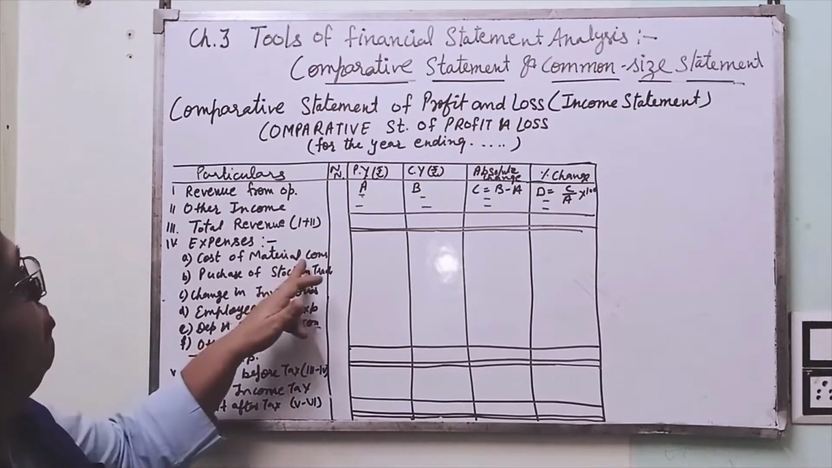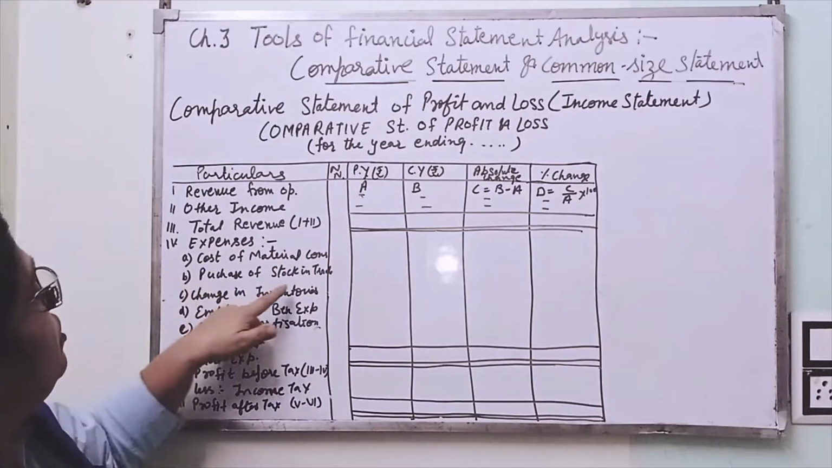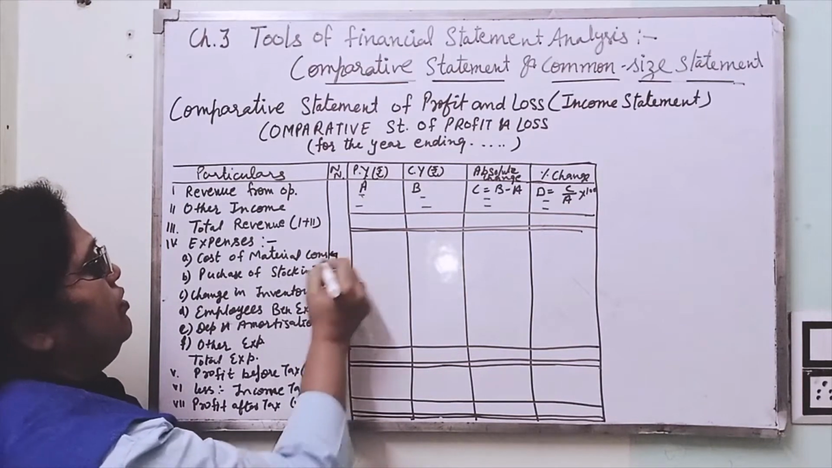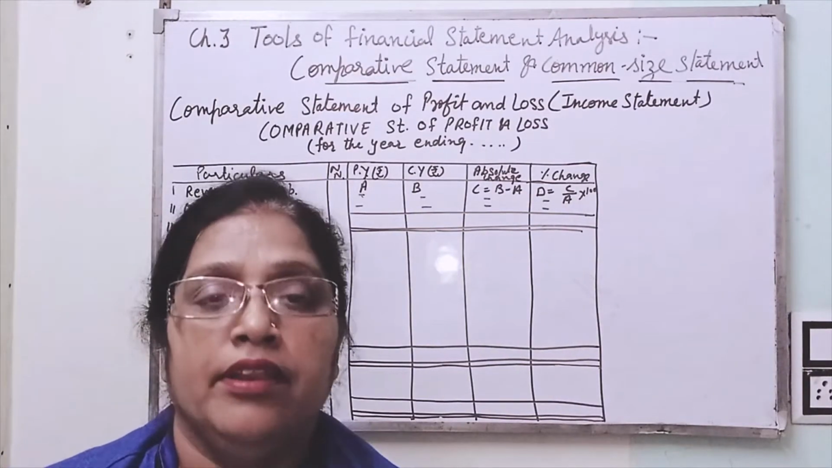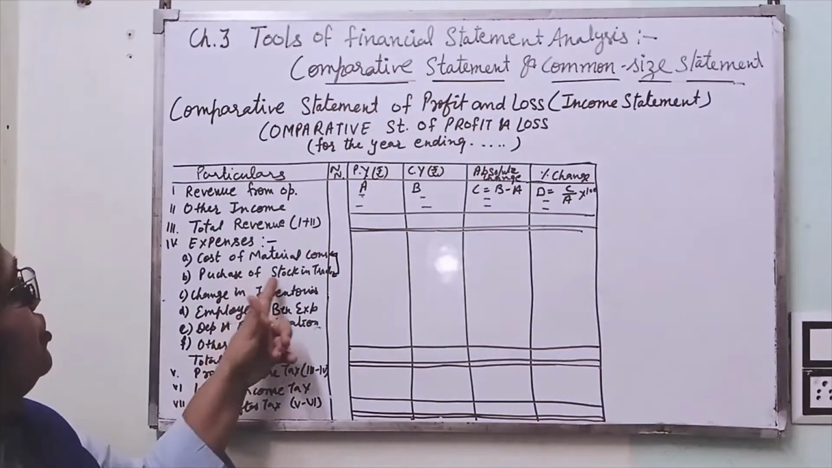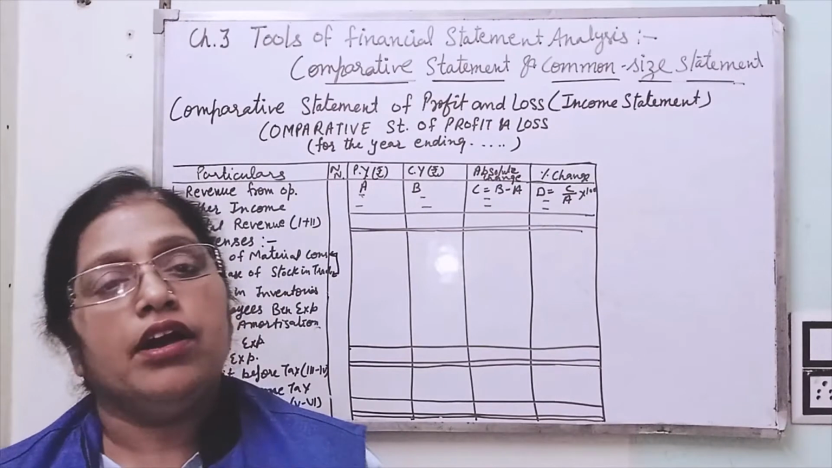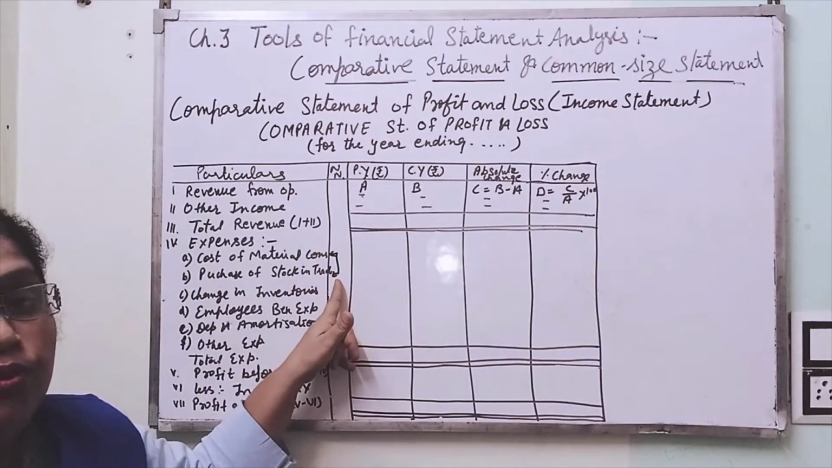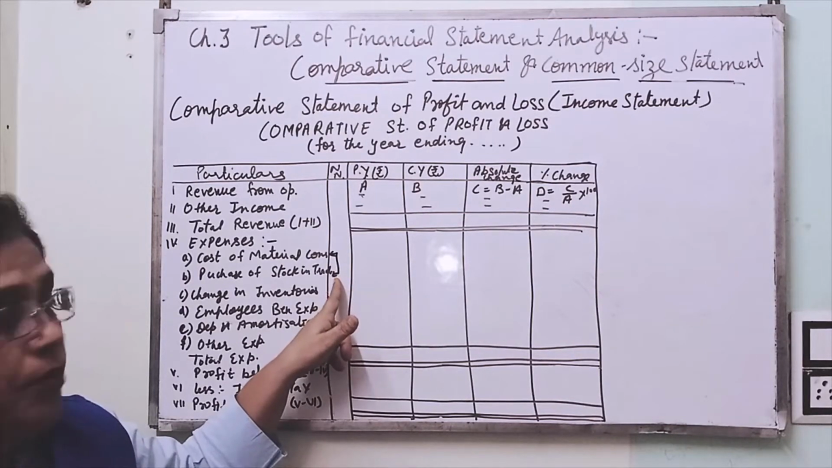In the same way, we have to calculate all the expenses. Expenses include cost of material consumed, means cost of raw material, then purchase of stock in trade. I think the difference between these two is clear to you. Cost of material consumed means cost of raw material. It is used for further production. But in case of stock in trade, the company purchases finished goods and sells them again in the market for resale purpose. There is no production of any other product from this stock.